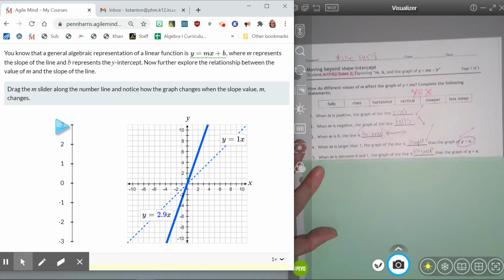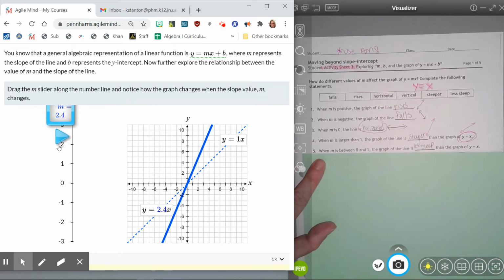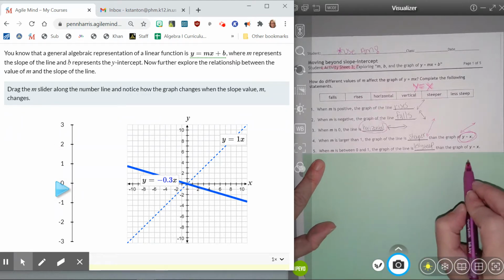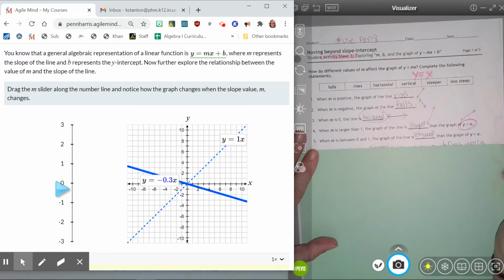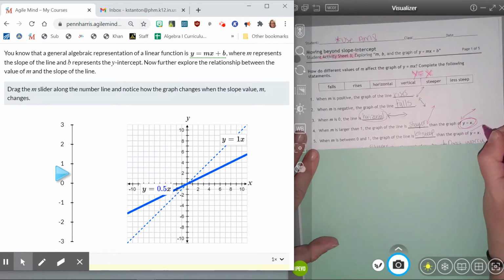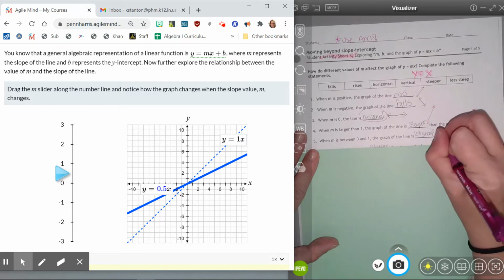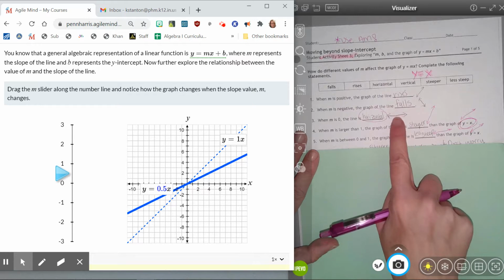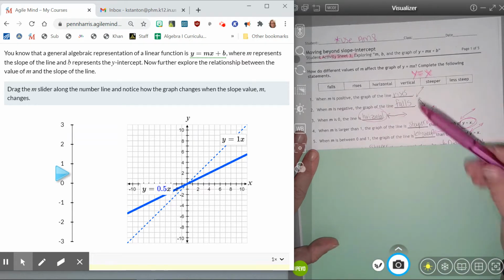And then when m is between 0 and 1, so here's 0, let's go this way, the line is going to be less steep. So we're still positive here, but it doesn't go as high. Again, here's y equals x, and less steep means it's going to be a little bit flatter. It's getting closer to that straight line. The closer it gets to 0, the flatter it's going to be.